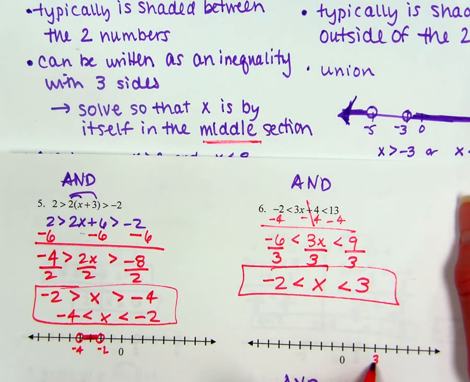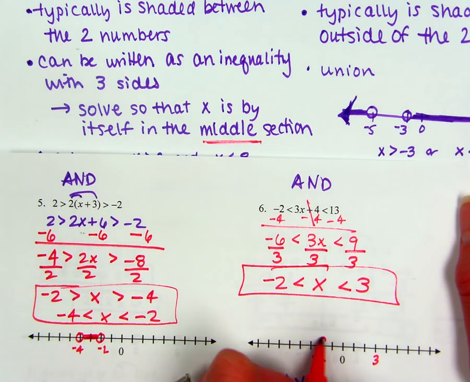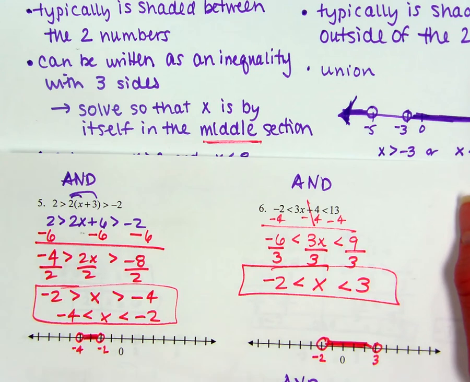3 I need to find on the right side here. Negative 2 is a negative number, so it's on the left side of 0. They're both open circles, and I shade in the middle.